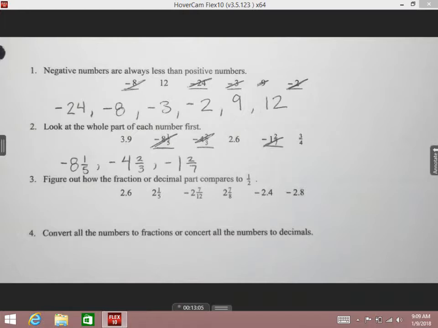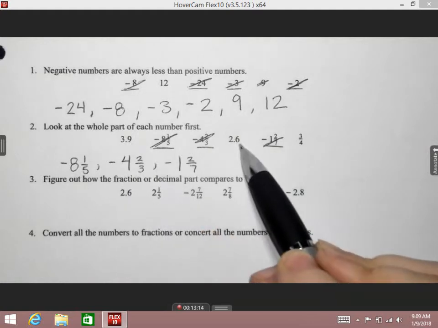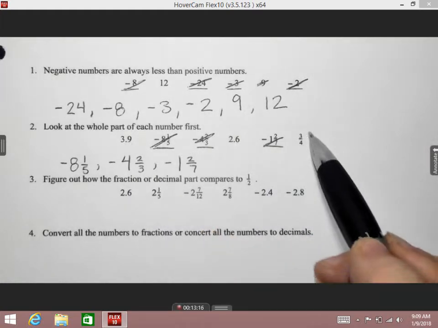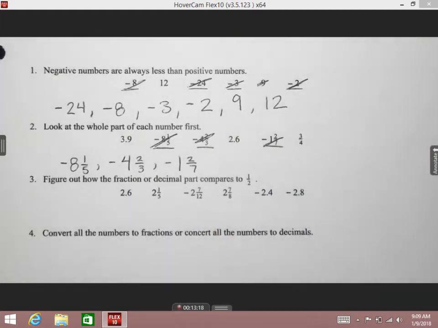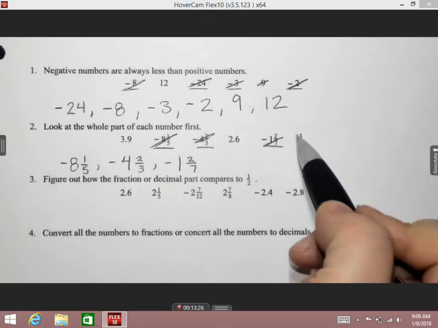Okay. Let's look at the next one. So, not the next one. We still got to do our positives. So now looking at my positives, I've got 3.9, 2.6, and then I just have 3/4 here. Which one of those is the least? Which one of those is the smallest? Cameron? All right, so 2.6 does have the smallest whole number, but let's think about this 3/4.